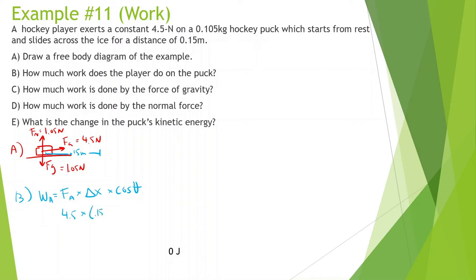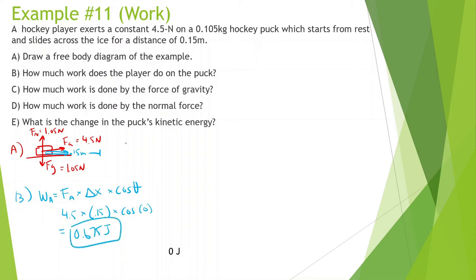Displacement, 0.15 meters, times cosine. We can see that it's moving to the right and he's pushing it to the right, so the angle is going to be 0, which makes cosine 0 just 1. So the work done by the player is 4.5 times 0.15, and we get 0.675 joules. This is how much work he does on the puck.